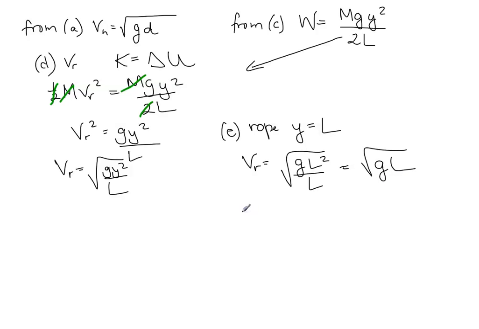And then for the hanging blocks, what we're going to do is say that D, the distance in our hanging block equation, this one here, is going to be equal to L. So that means that the velocity with the hanging blocks is going to be the square root of GD, which is equal to the square root of GL when D is equal to L. And as you can see, these two things are equal.